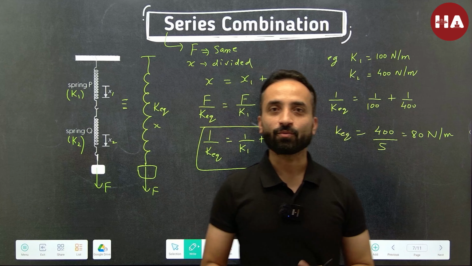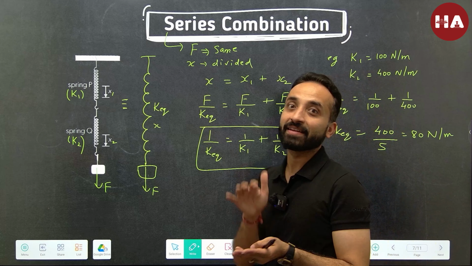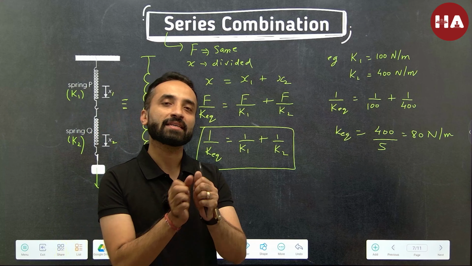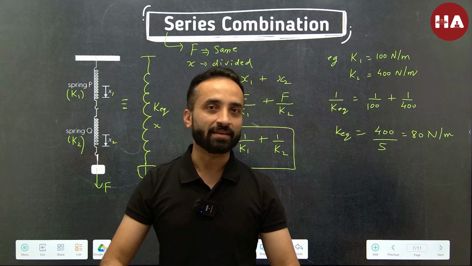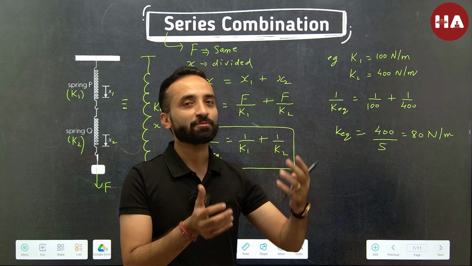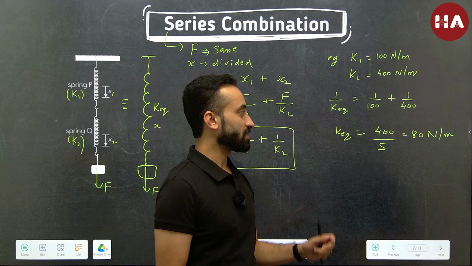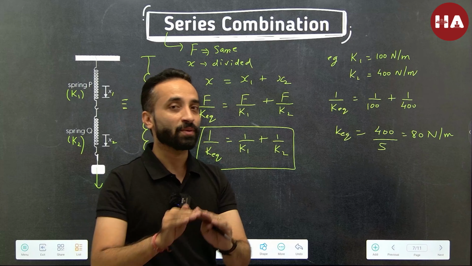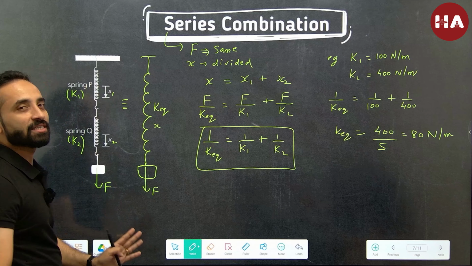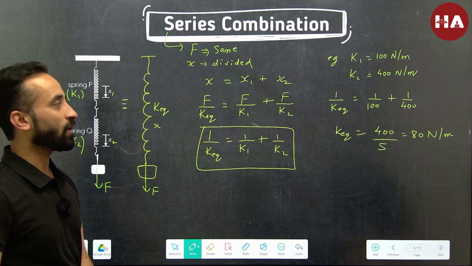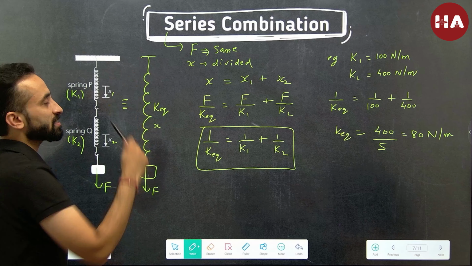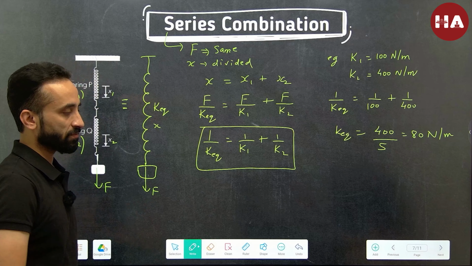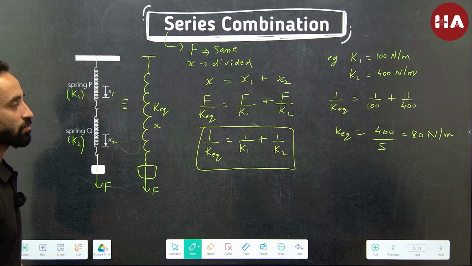Okay. So what does it feel like? Lesser equivalent K means it is easily extensible, right? So when you combine springs in series, you are allowing them to extend more easily because you are having more springs. More spring means more scope of extension. That is why the equivalent value of K is turning out to be lesser than the constituent springs. This was 100, this was 400, then this equivalent is only 80. Okay, so two things to be kept in mind: force is the same and extension is being divided. Copy this down, then we move forward.